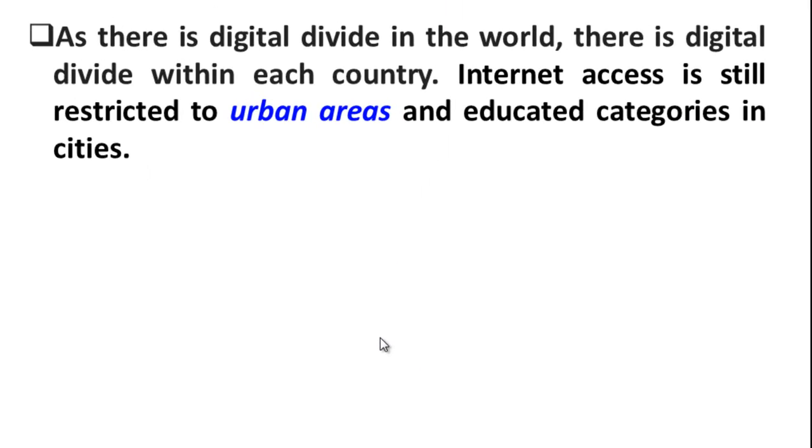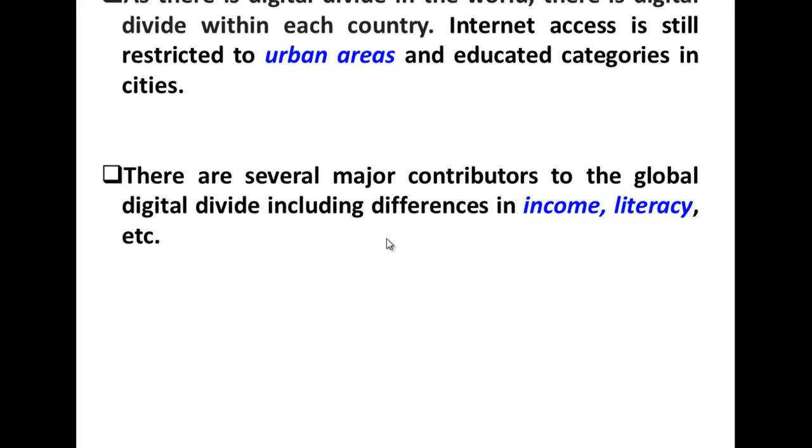As there is a digital divide in the world, there is also a digital divide within each country. For example, in Morocco, there is a digital divide. People who live in urban areas, in cities, most of them have access to the computer and the internet. However, people who live in rural areas have less access to the internet and the computer.